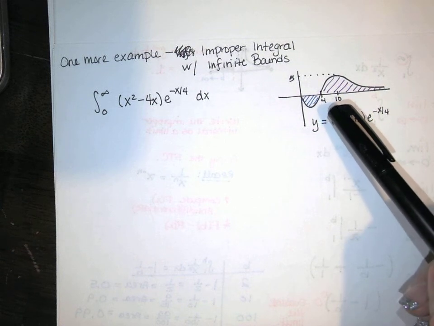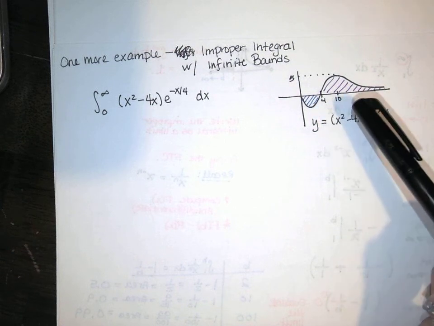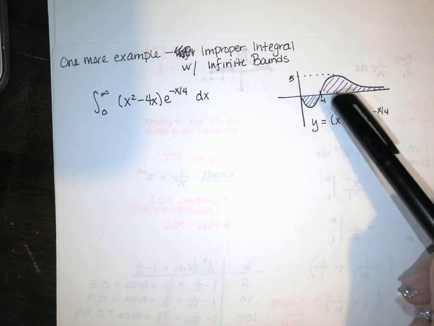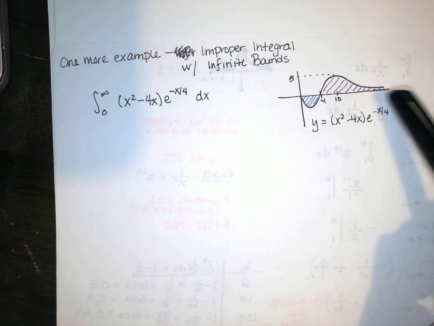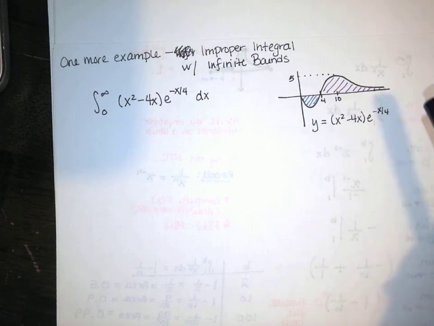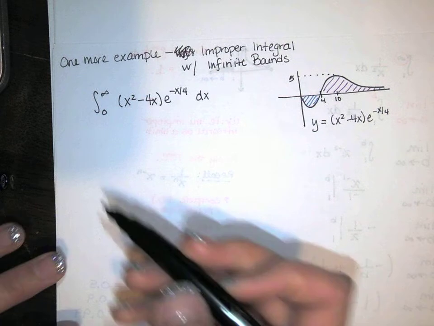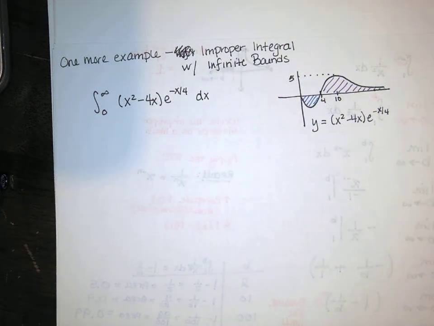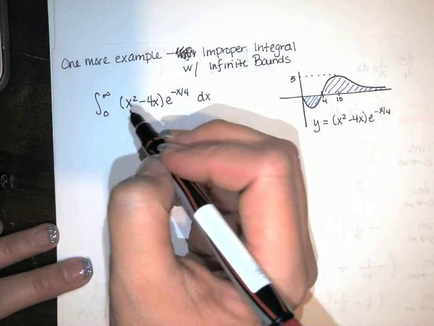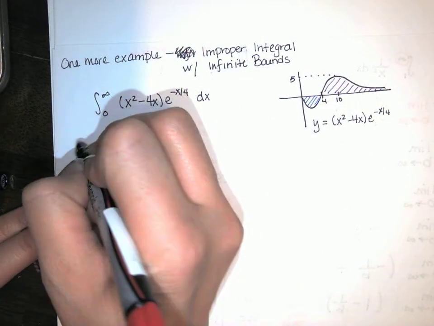Now, you might be tempted in looking at this picture to split this into two integrals, one from 0 to 4 and one from 4 to infinity. Completely unnecessary. What we're going to do is the same thing that we did with all the other improper integrals of this type. First, we're going to write it as a limit.